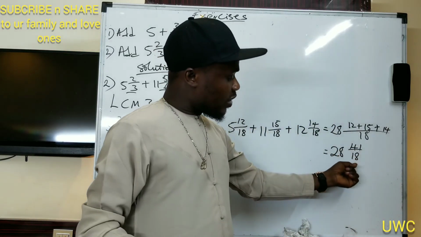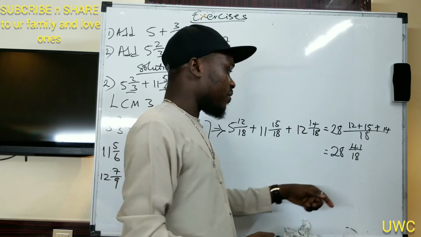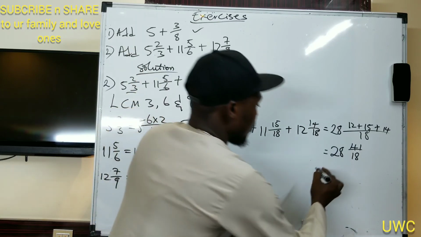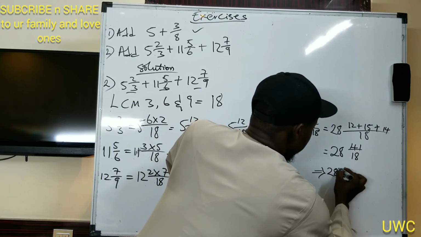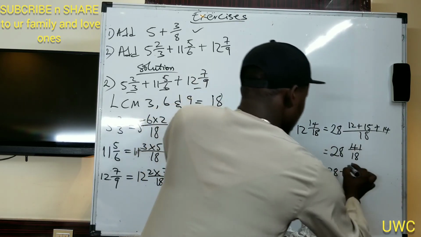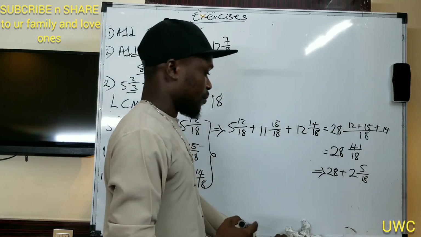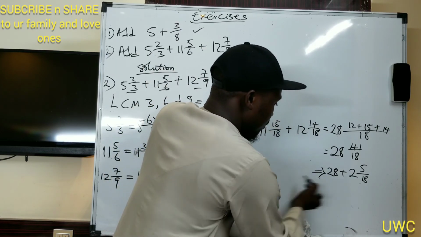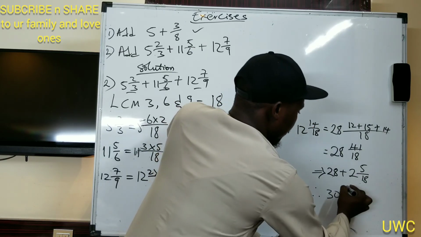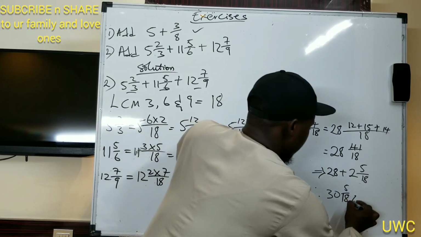Then 41 over 18 is an improper fraction. We must make it a proper fraction by dividing 41 by 18. This implies that 28 plus 41 divided by 18 will give us 2, remainder 5 all over 18. Therefore, 28 plus 2 will give us 30, 5 over 18. This is our answer.